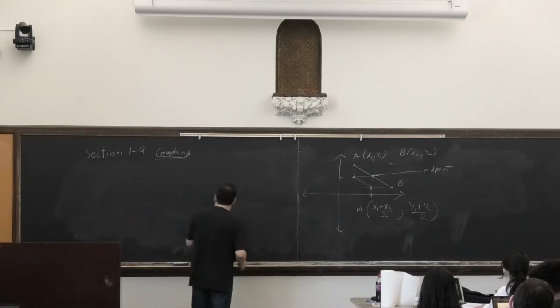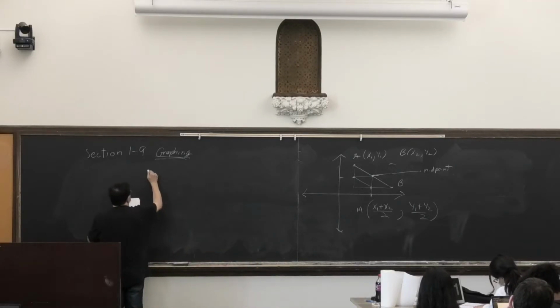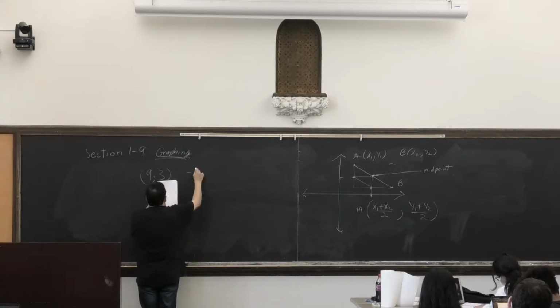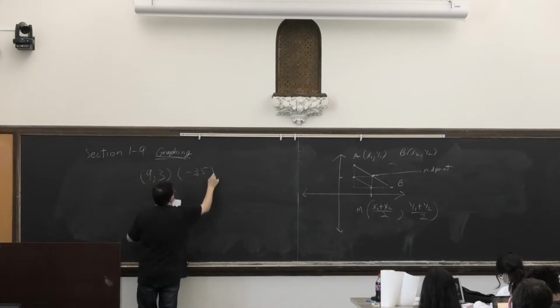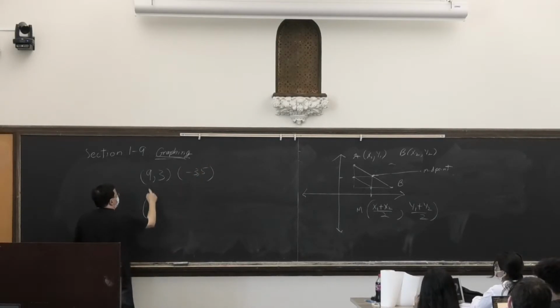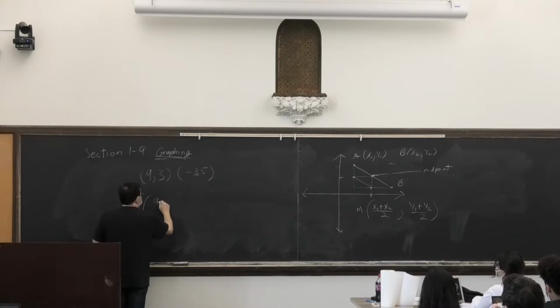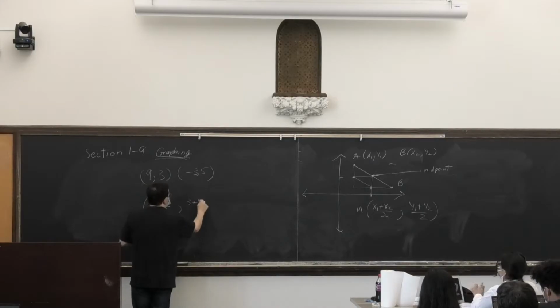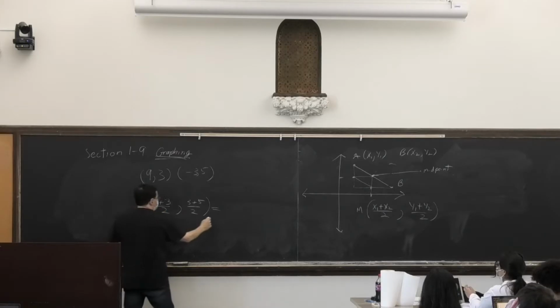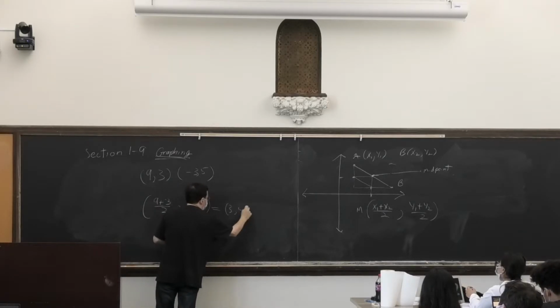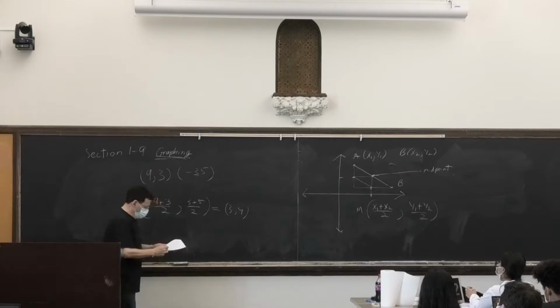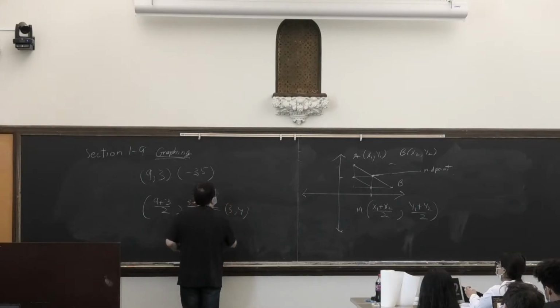All right, so you might have a simple problem like this. What's the midpoint of (9, 3) and (-3, 5)? Well, pretty easy. 9 plus negative 3 over 2, 3 plus 5 over 2, and then you just do some math. So 3, 4. Okay, that's the midpoint formula.